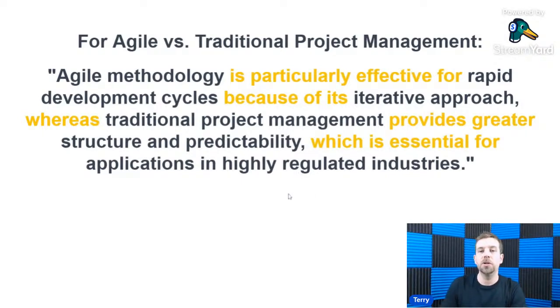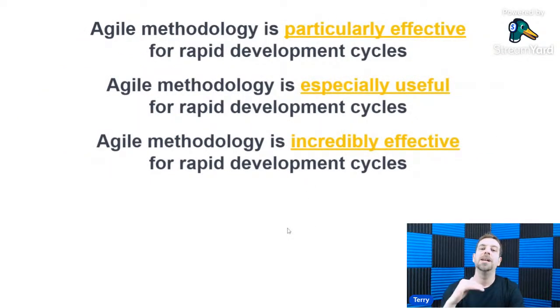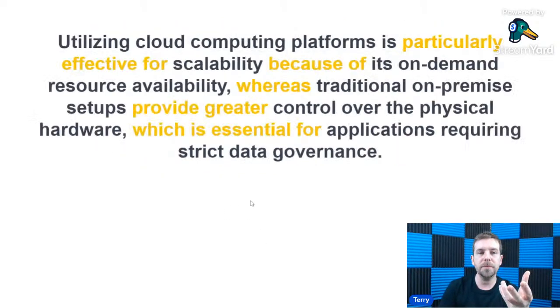So again, you're using the same structure: "Agile methodology is particularly effective for... because of its..., whereas... provides greater..., which is essential for...", okay? So we can look at different variations of "Agile methodology is particularly effective," especially useful, or incredibly effective, right? Different variations here you can use, right?